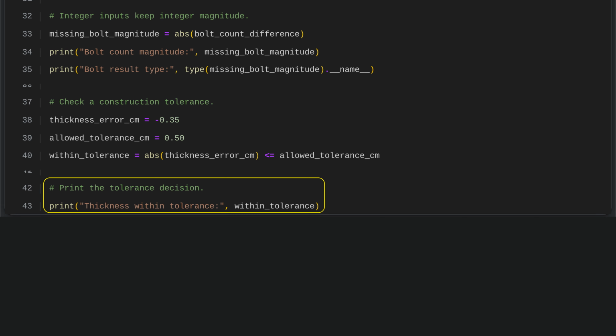It does this by using a previously calculated true or false result that checks whether the absolute error is no greater than the tolerance, then prints that result to show if the thickness is acceptable.